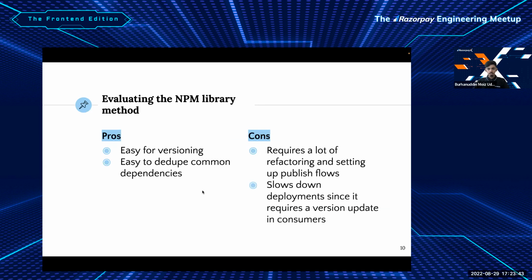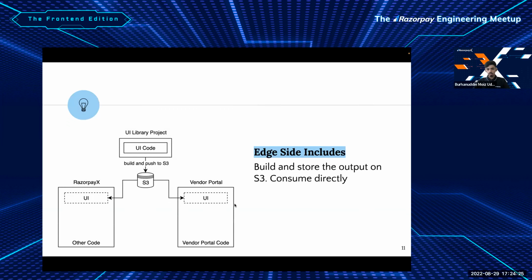And on top of that, a much bigger problem was that it slowed down deployments. If you made any change to the UI code, you'd publish a new version of that npm library, then go to X and go to Vendor Portal and bump up the versions of the UI there. And then you'd have to redeploy Razorpay X and redeploy Vendor Portal. Otherwise, those changes would not get reflected, because they'd be using an older version of that library. Since we wanted to iterate much faster, and since we go into production multiple times a day, this didn't work for us, because it was painful. And the more micro apps we had, the more difficult this would get to manage. And so we started thinking of something else.